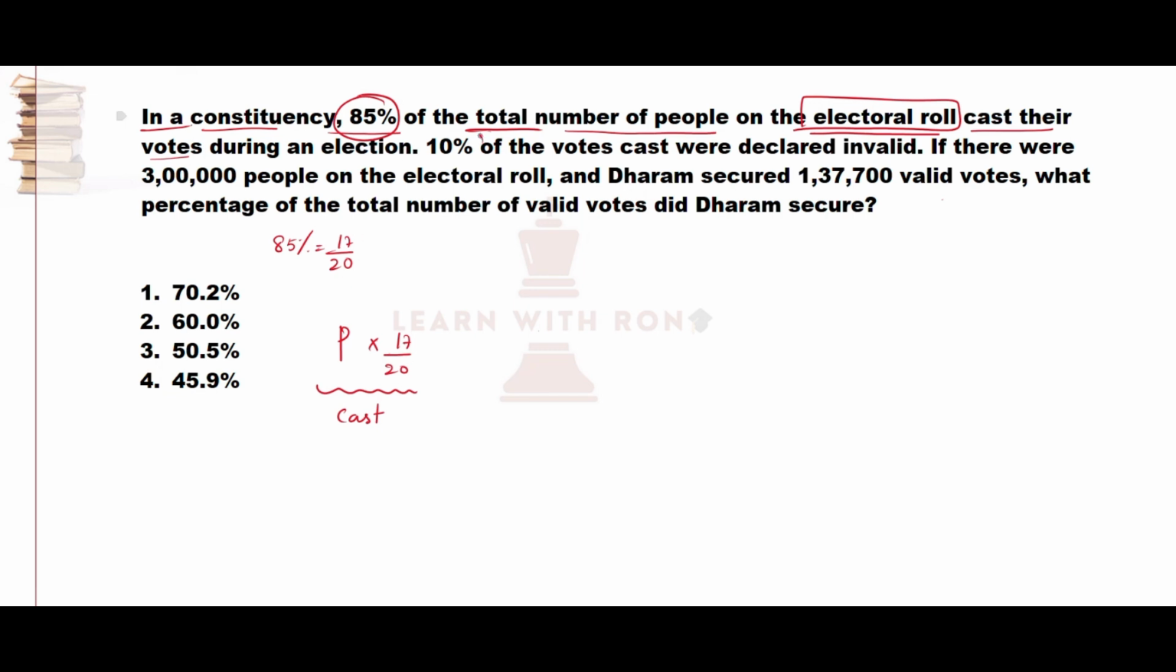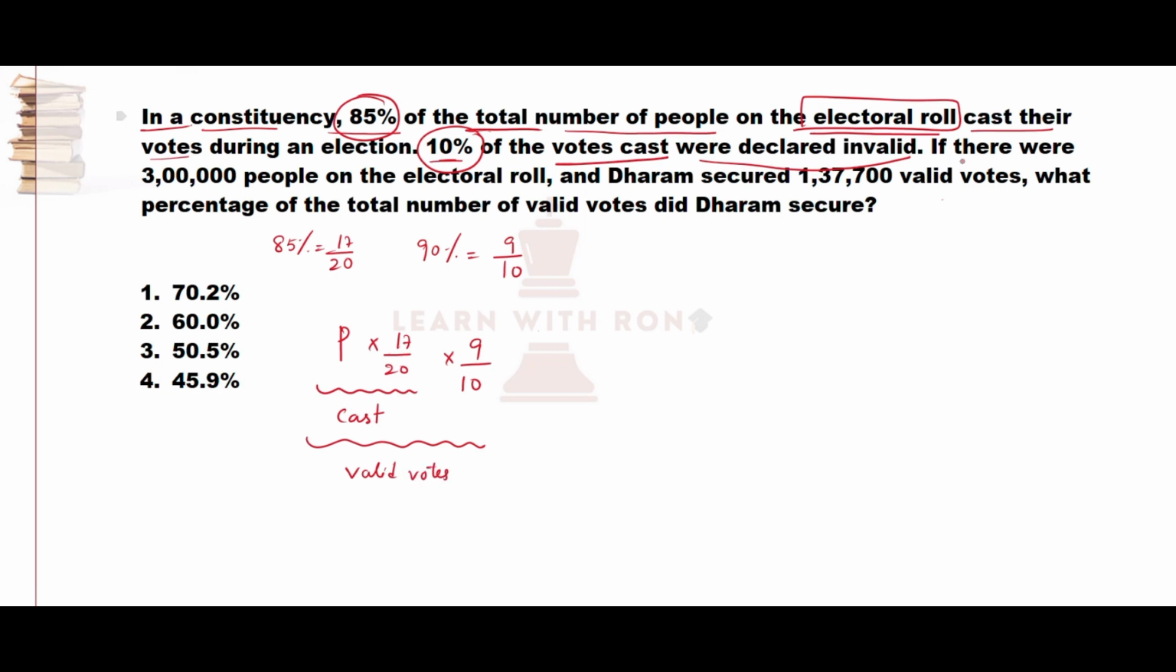See the next part. 10% of the votes cast, these are the votes cast, right? Of this, 10% was declared invalid. If 10% were declared invalid, the remaining 90% are valid votes, right? So 90% is nothing but 9 by 10. So the people who cast votes, in this 9 by 10 are valid votes. So this is valid votes.